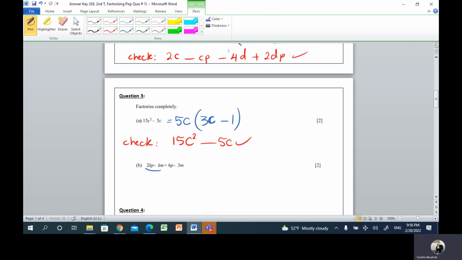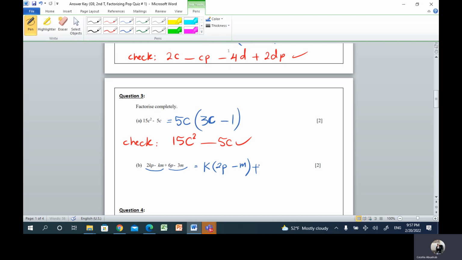If you go to the next one, we have 1, 2, 3, 4 terms. We're going to take the first two terms and then the second two terms. So 2kp minus km, obviously the k is going to come out. Open a bracket. We're going to have 2p. Why? Because k times 2p will give us back 2kp, and minus m. Why? Because k times negative m will give us negative km.